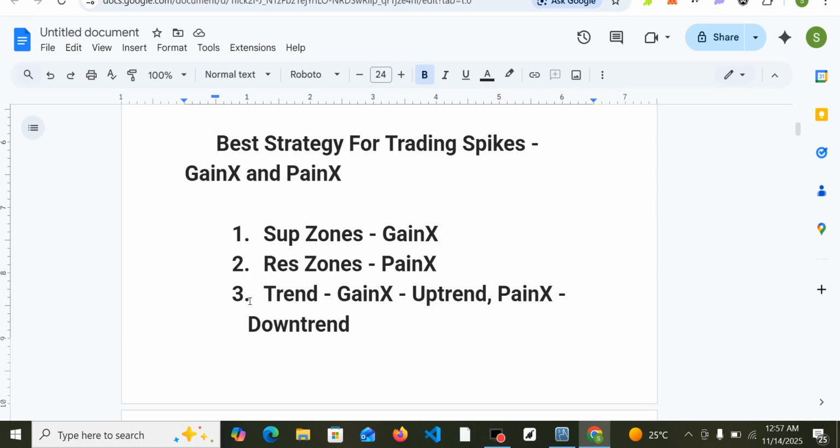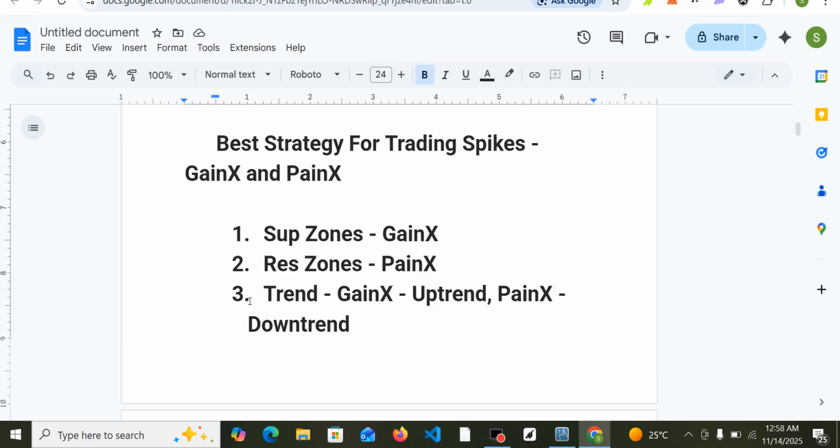And of course, that is what leads us to the third thing we should know before we start trading spikes. So the trend is very, very important. You need to know the right trend to trade spikes on any of these assets.